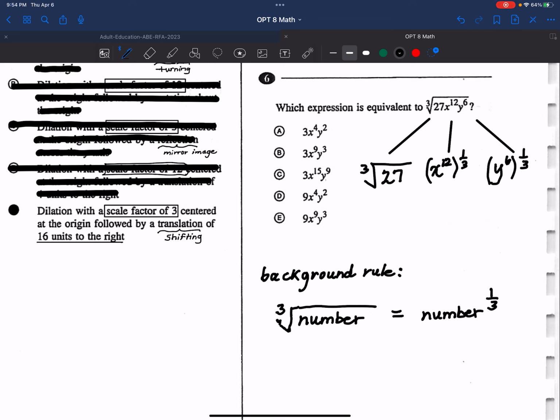I'm going to leave that first one because it's just a number, it's just a constant, the 27. I'm going to leave that in its cubic root form. The others I'm going to raise to the 1/3 power, and you'll see why. The cubic root of 27 is 3 because 3 times 3 times 3 is 27. So the cubic root of 27 is 3.